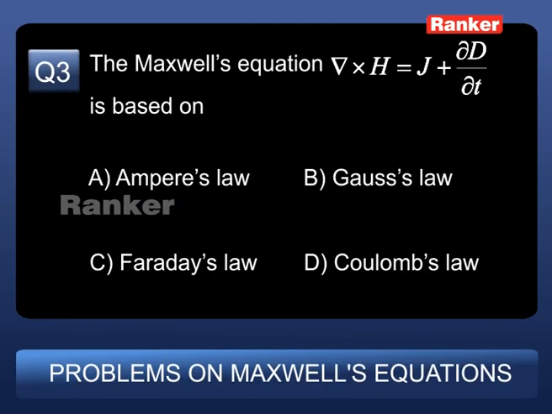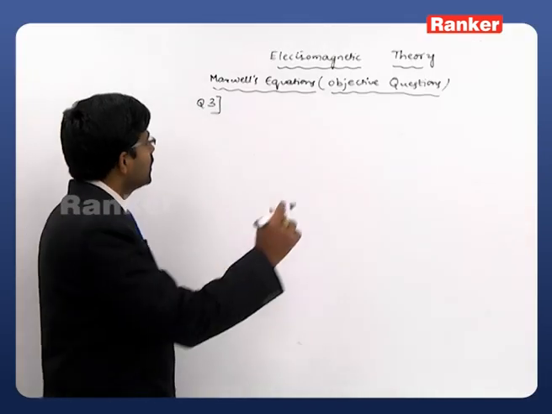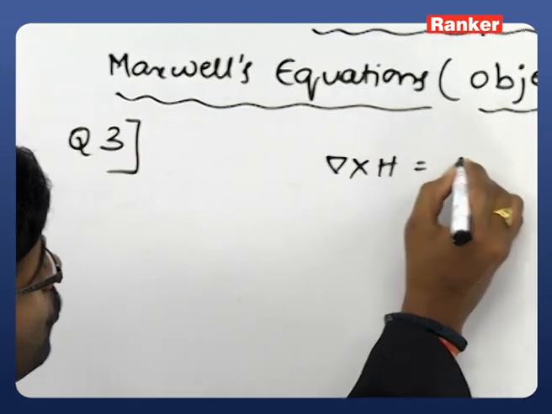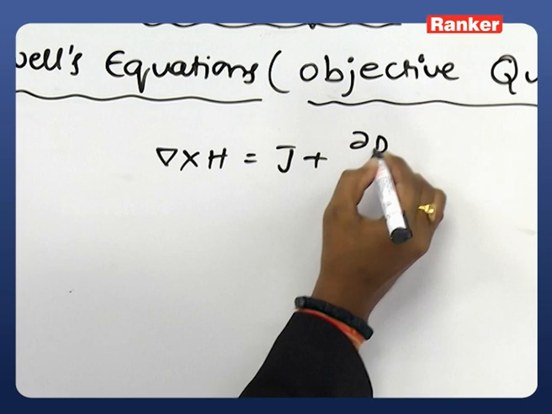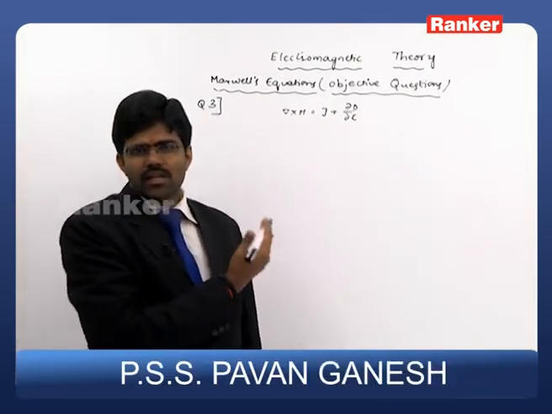And the next question was asked like this. Maxwell's equation del cross H is equal to J plus ∂D/∂t is derived from, or is based on, which law? Option A is Ampere's law, option B is Gauss law, option C is Faraday's law, and option D is Coulomb's law. Here we are supposed to observe the equation which is given to us, and it's a very familiar equation: del cross H is equal to J plus ∂D/∂t. Based on which law was it derived?